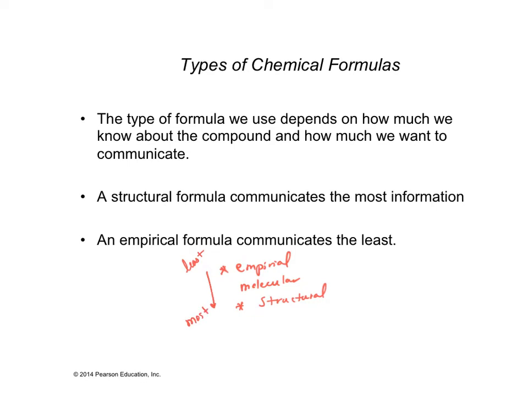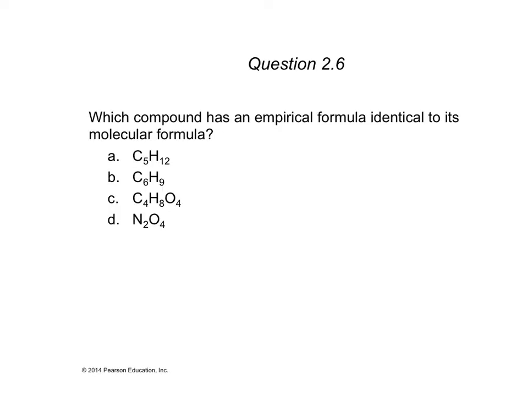Okay, all right, so this leads into this question, and I'm going to go ahead and put this question on the quiz. Okay, so in this question, I'm looking for which one of these 4 compounds, so you have a choice between A through D, has an empirical formula that is identical to its molecular formula. Okay, so it's going to be one of these. One of them has an empirical formula identical to its molecular formula.